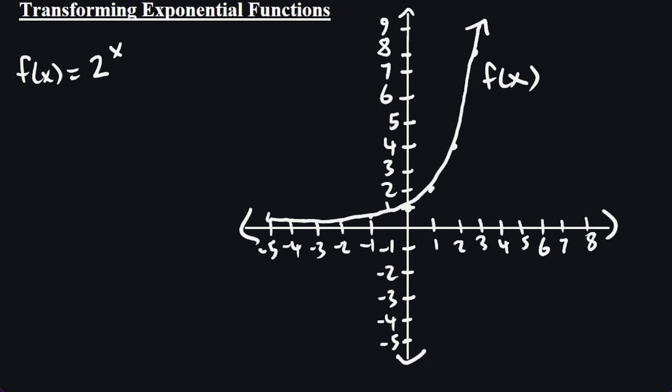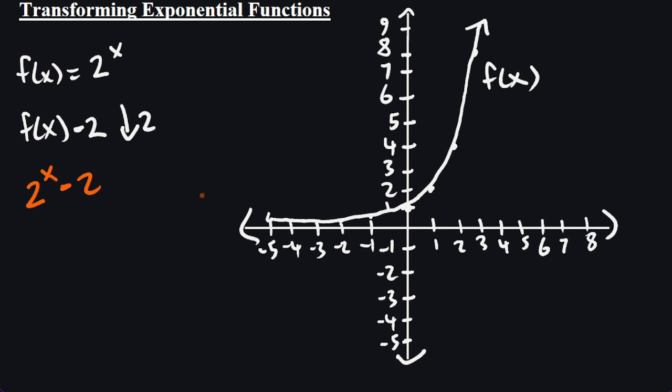So let's say we wanted to do a vertical shift. We will do a vertical shift of down by 2. So f of x minus 2 shifts the function down by 2. How do we write that? That is simply 2 to the power of x minus 2. Let me just rewrite that in a different color.